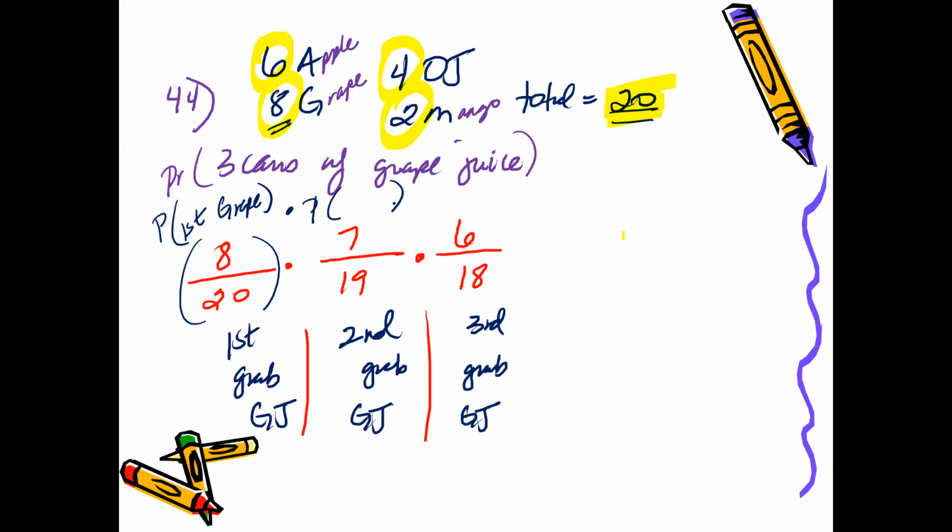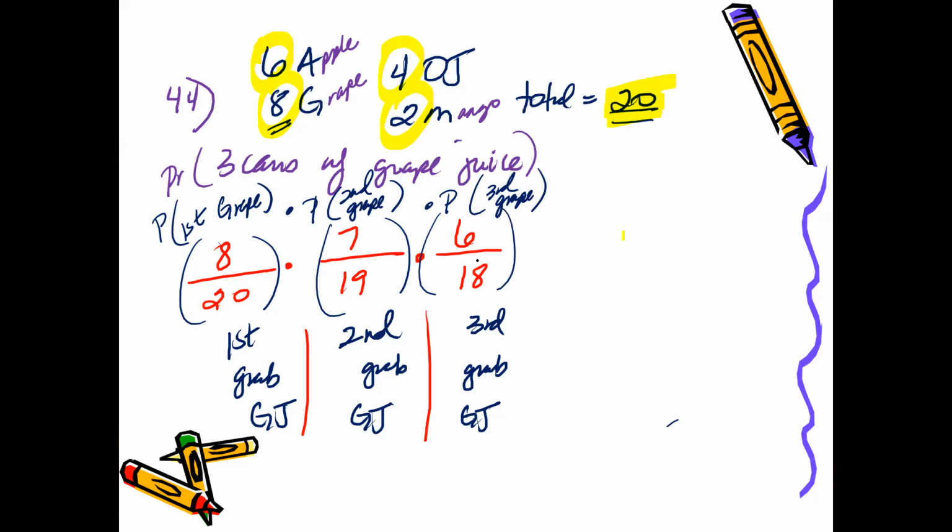Times my second probability, and I also want to have grape juice again, but because you already took one of the grape juice out, because you drank it, okay? So what's 1 less than 8? It's 7. And then the total is 20, but you already drank a can, so now the grocery store doesn't have 20 anymore. It has 1 less, which is 19. Then I multiply that by the third probability of getting another grape juice. So 1 less than 7 is 6, and 1 less than 19 is 18.